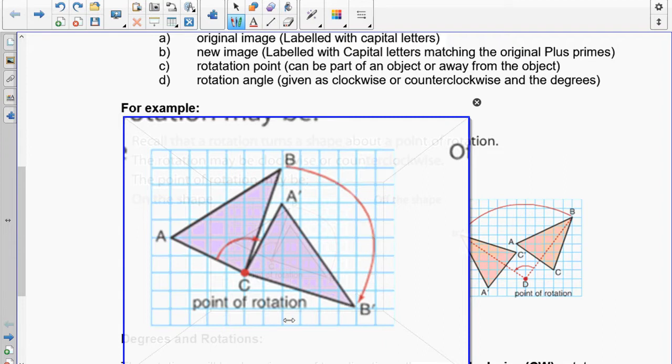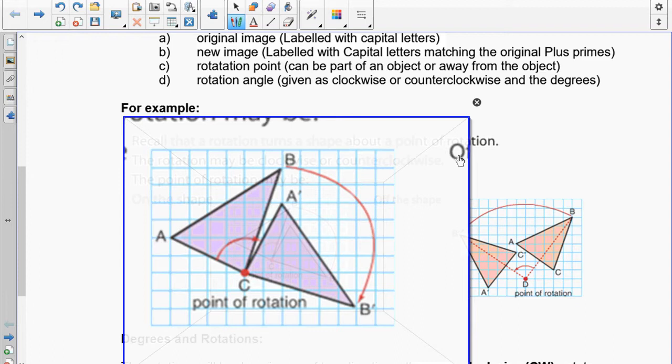Now, the amount that it turns is going to be given to us in degrees of either 90, 180, or 270. Now, doing 360 would just bring us back to the same spot, so we don't do 360 rotations.